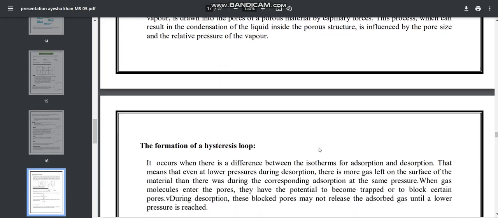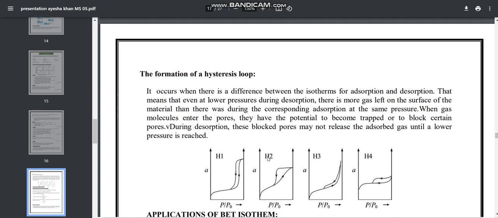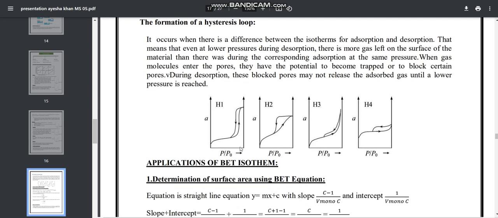The next we have is the formation of hysteresis lobe. Hysteresis lobe occurs when there is a difference between the isotherm for adsorption and desorption. That means even at low temperature and low pressure, there is more gas left on the surface of the material than there was during the corresponding adsorption at the same temperature and pressure. Basically, we have four types of hysteresis lobe: 1, 2, 3, 4.